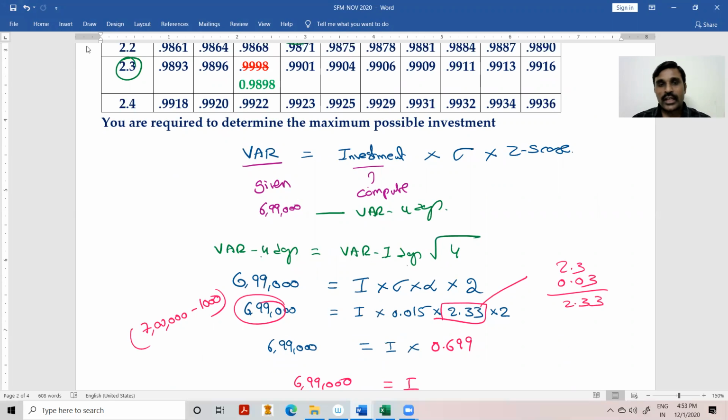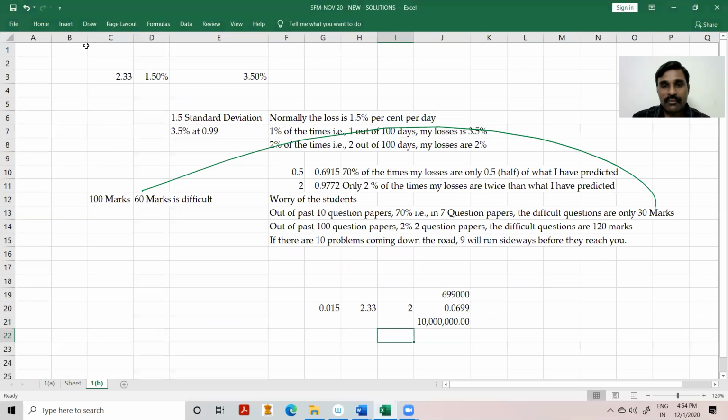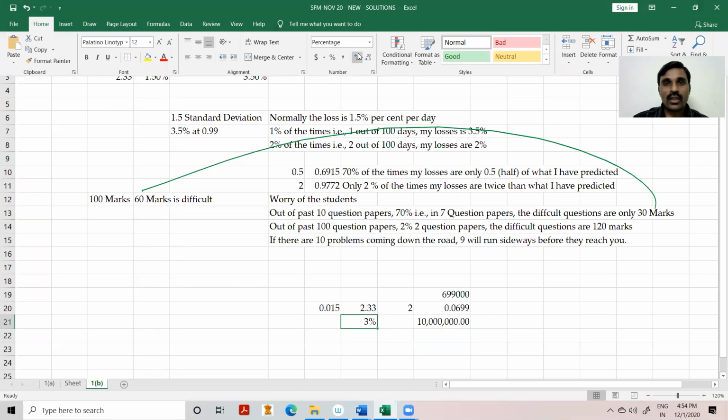So 4 days, Tuesday to Friday, 6,99,000. Even though I have 7 lakhs balance, I should keep a minimum balance of 1,000, so I can use 6,99,000. The investment amount we don't know. The standard deviation they have given is 1.5 and the z-score is 2.33. That corresponds to 0.99. If you multiply only these two, this is the right information we get.